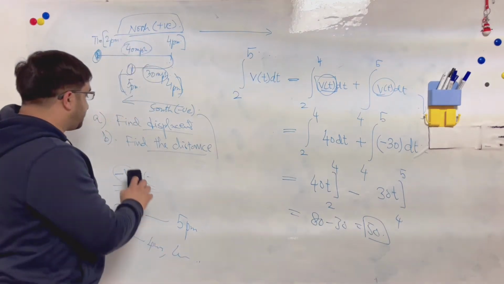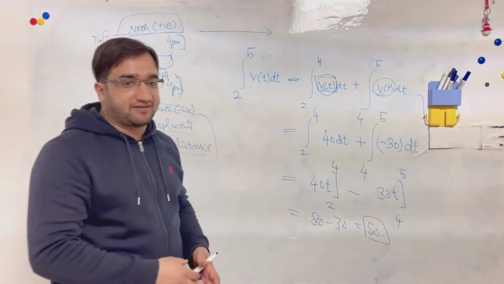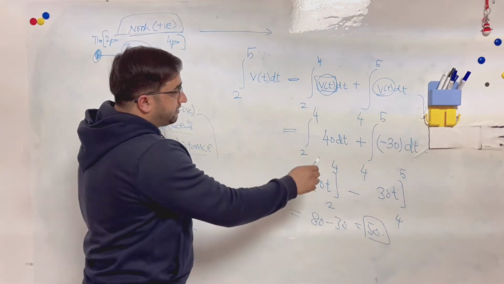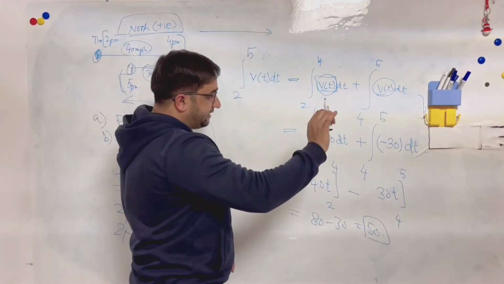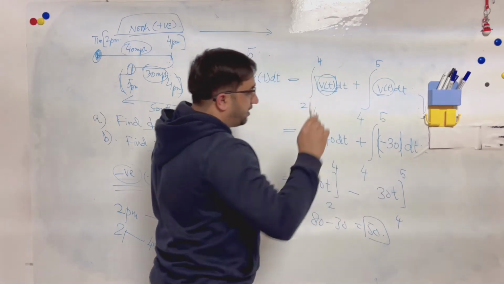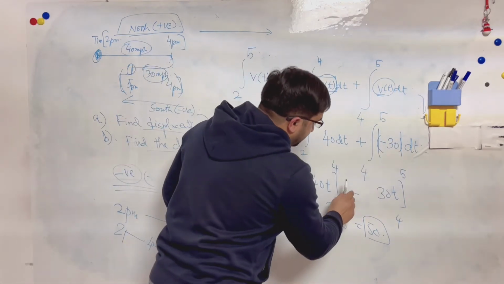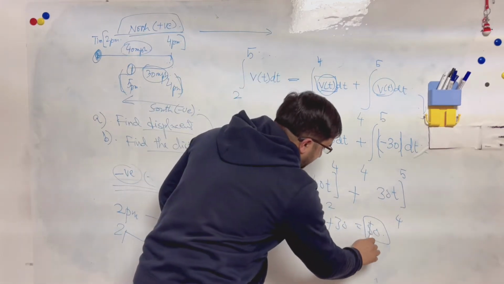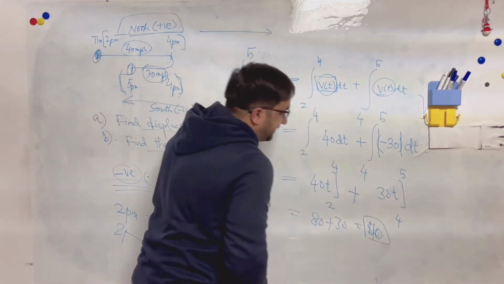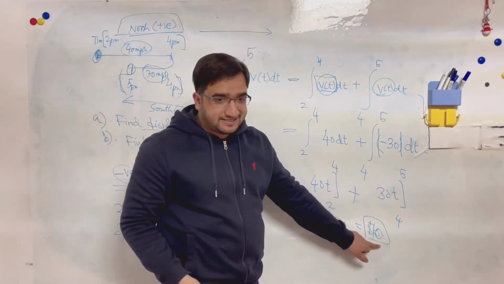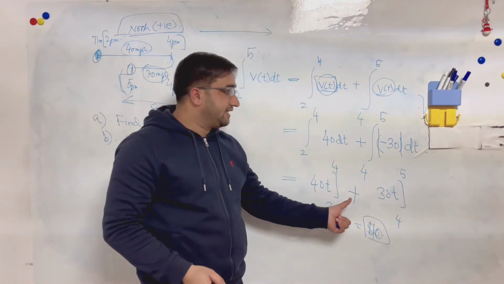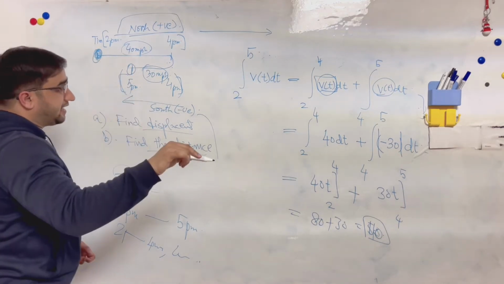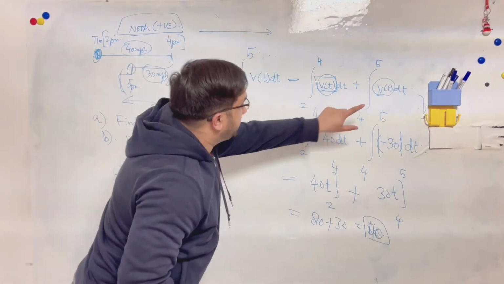Now the second question is, what is the total distance traveled by the car? Here you will put the mod. You will apply the same thing, but with the mod, the negative becomes positive, so it will be 110. So 110 is the total distance traveled, and 50 is the position of the car at 5 p.m. from this point, with the 80 and 30 making up the rest.